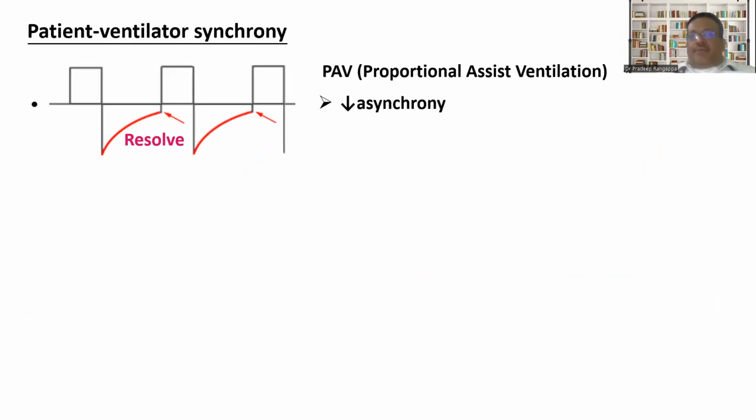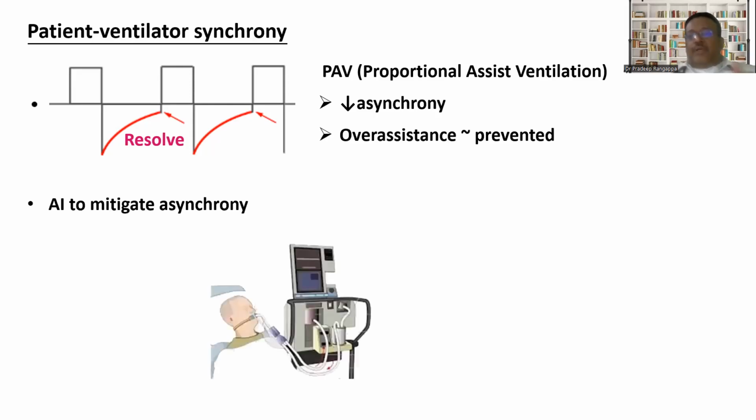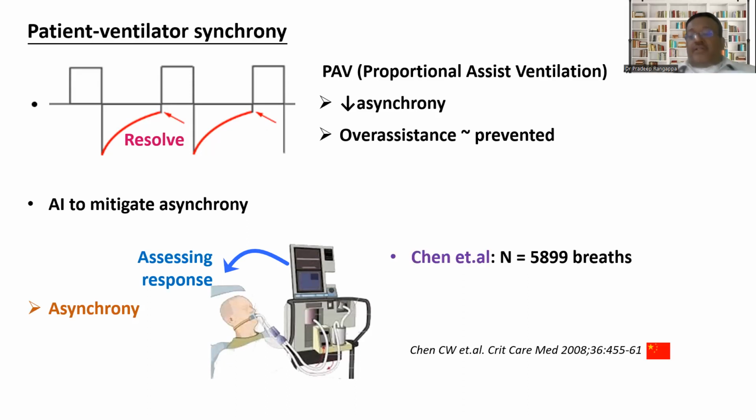And as we spoke about patient-ventilator synchrony, our whole effort should be to resolve it. NAVA is one way. There is something called proportional assist ventilation, which reduces asynchrony. Over-assistance is prevented. And as I said, artificial intelligence is being incorporated into ventilator algorithms so that the ventilator assesses the breath and provides the breath in synchrony to the patient, and dysynchrony is avoided.